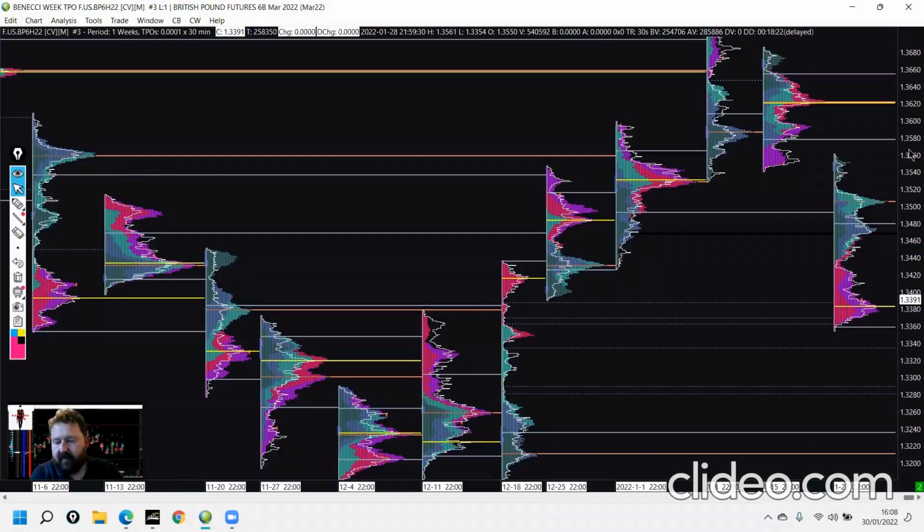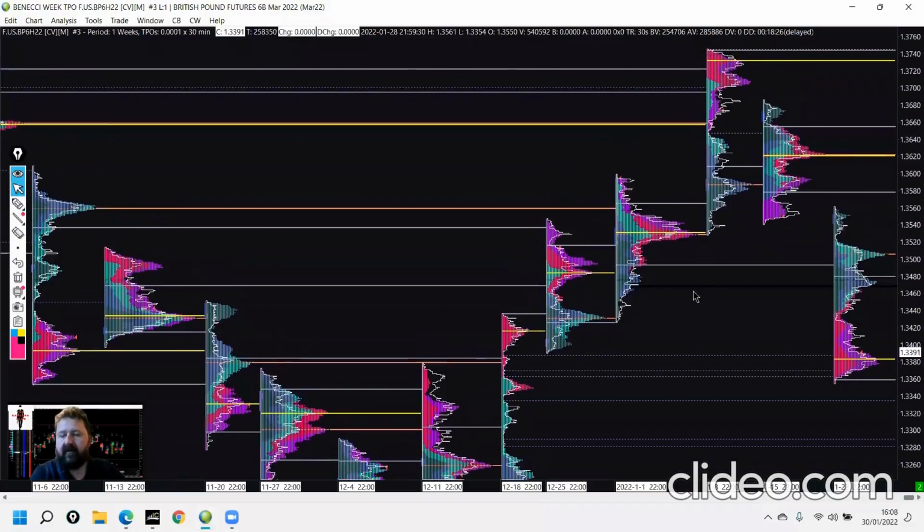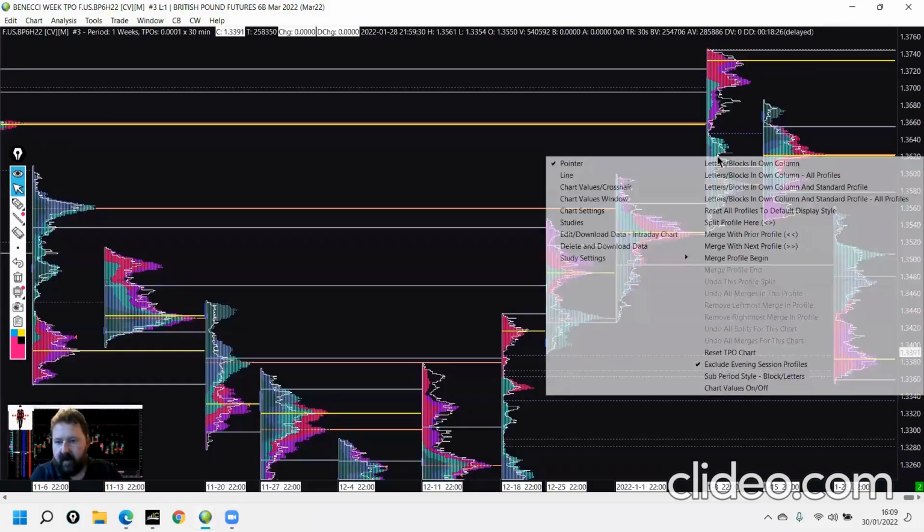Right, so here's the weekly chart, and the same principle applies. Every one of these profiles is a week in duration. You've got the value area high, which is the horizontal line there, the value area low, and then the yellow line here, that's your volume POC, and on this profile they're miles apart. And this orange line here is your market profile POC.